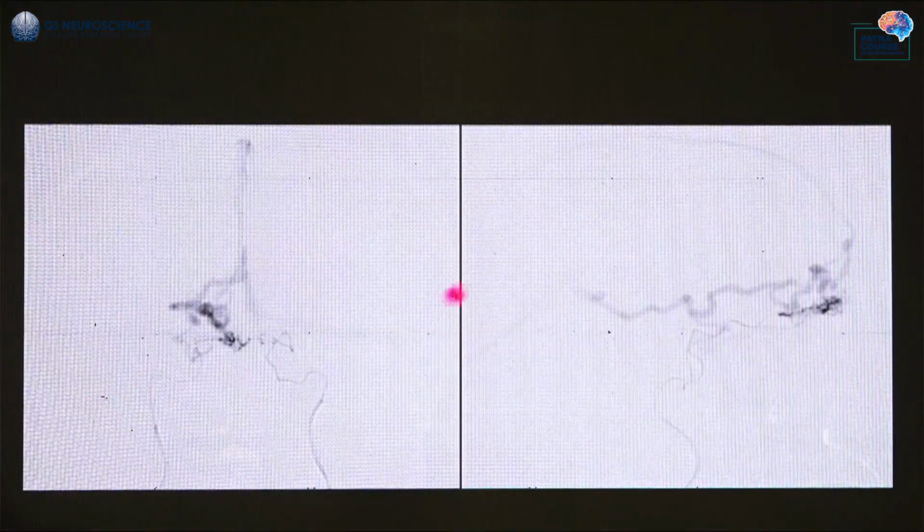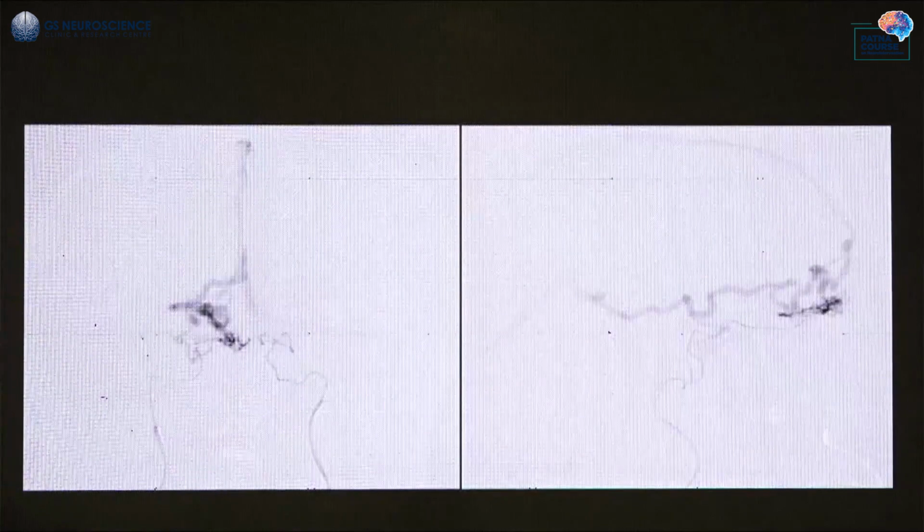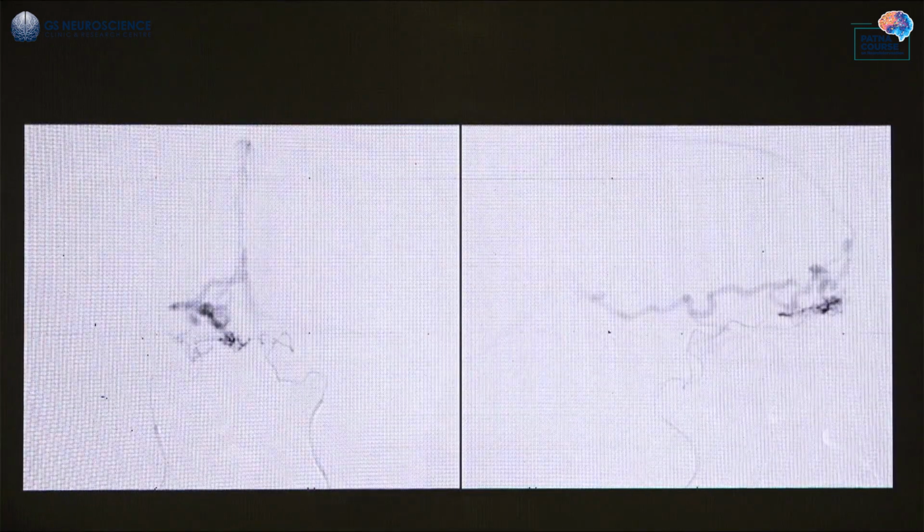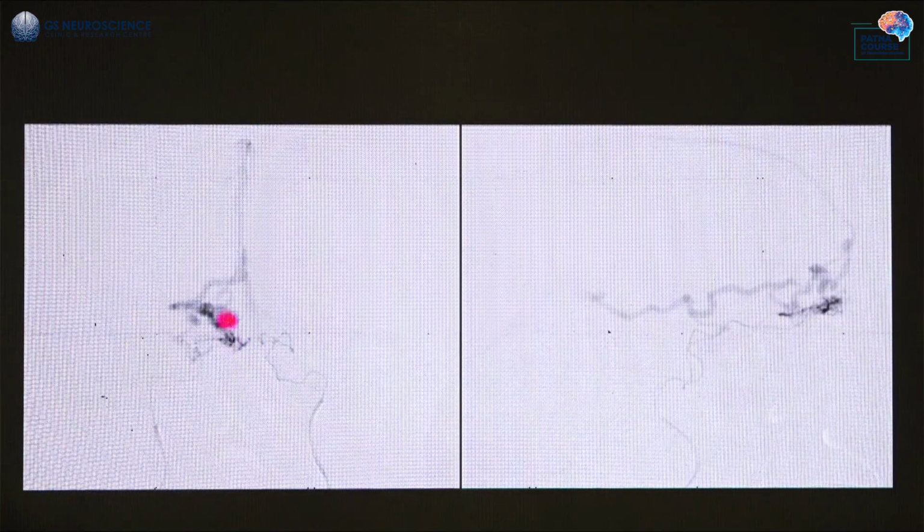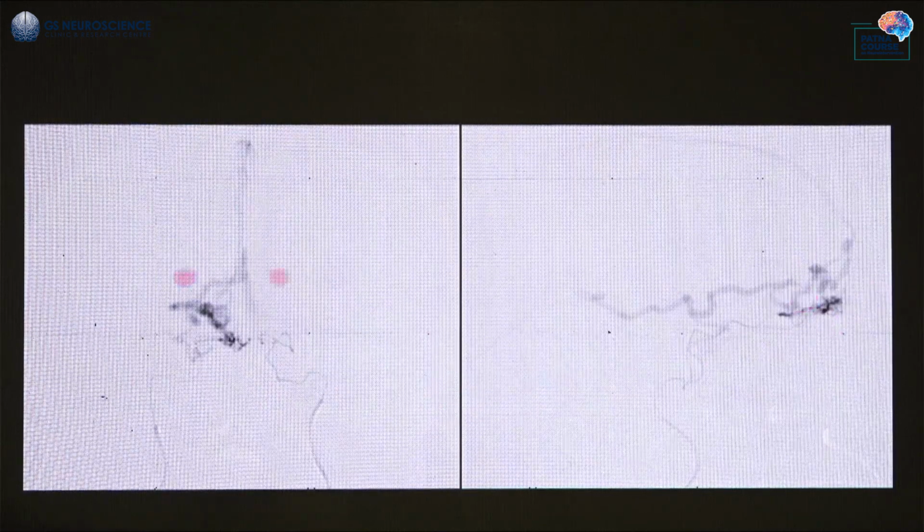We catheterized both the sides, and once we catheterized both the sides, we were able to have a very good penetration of glue in the entire fistula bed that I will be showing you in the unsubtracted fluoro. We closed the entire bed of the fistula. But unfortunately, we did not have a significant penetration into the vein.